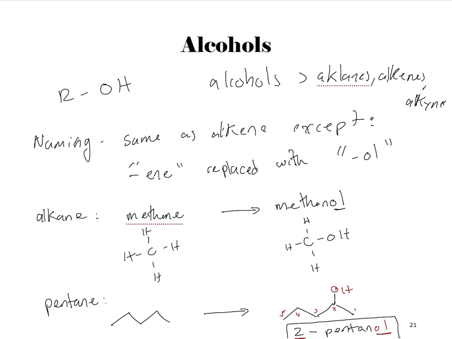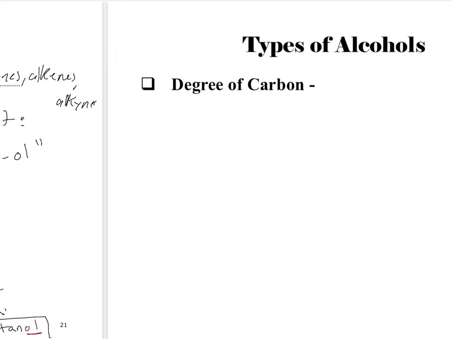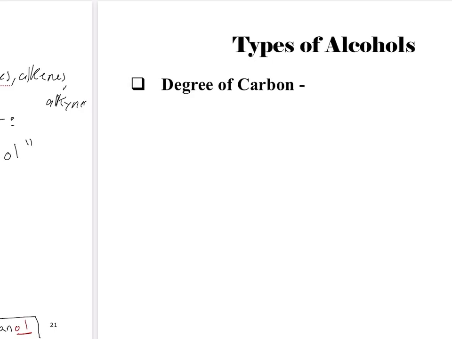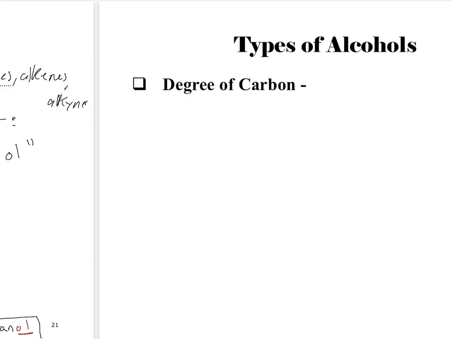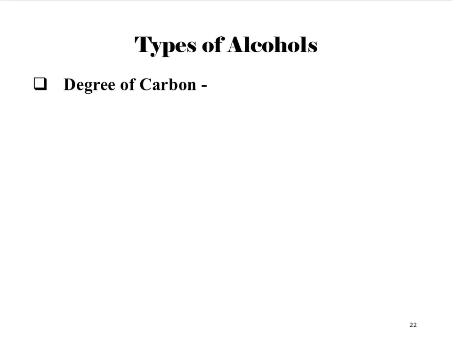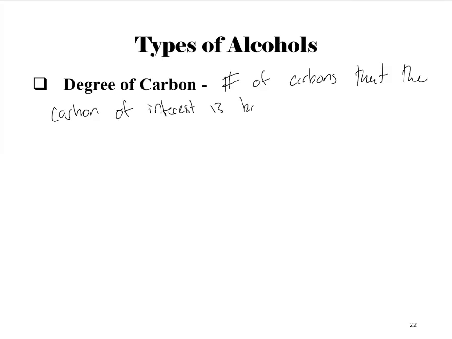And so alcohols are classified the same way amines are. I said you have primary, secondary, tertiary amine. Alcohols are classified, but not by the number of carbons that are bonded to it. They're classified by the carbon that they're bonded to. And it's related to the degree of the carbon, which is just the number of carbons that the carbon of interest is bonded to.